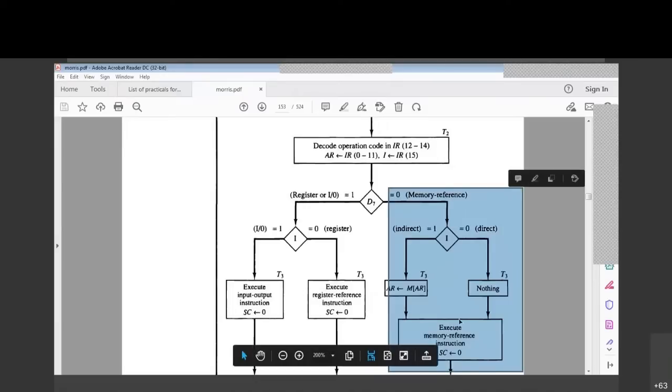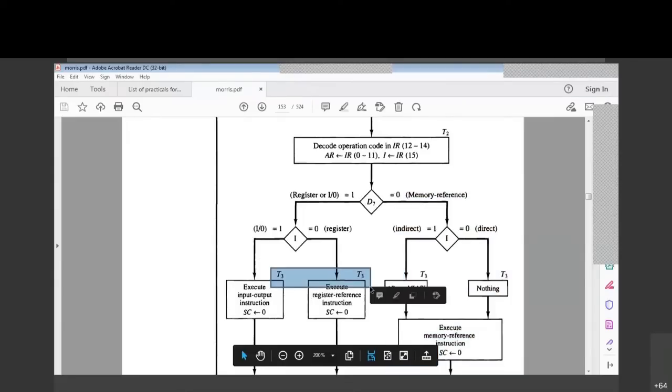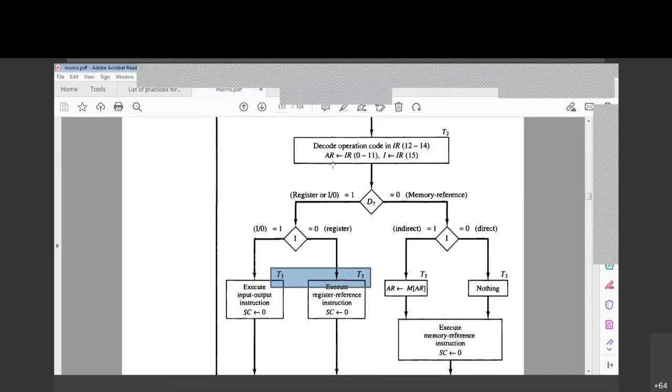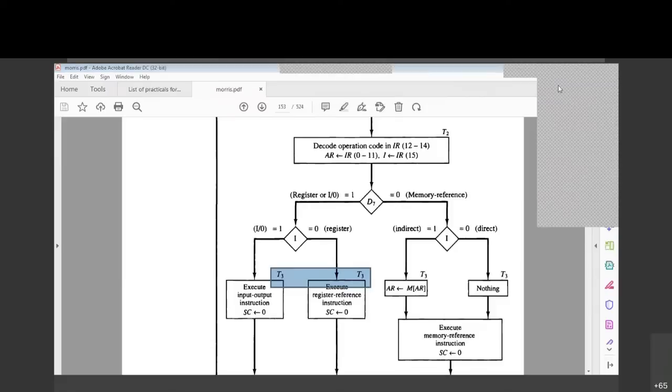Now here, in the memory reference part, see this input output instruction and register reference instruction, both these types of instructions take place at timing signal T3, right? Am I audible? Is everything visible? Is this PDF visible? Okay, yes, please keep responding. Otherwise, I feel like I'm just talking alone.